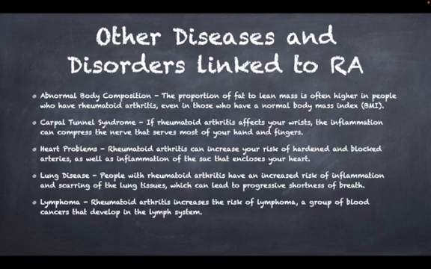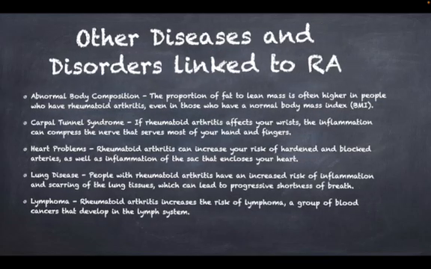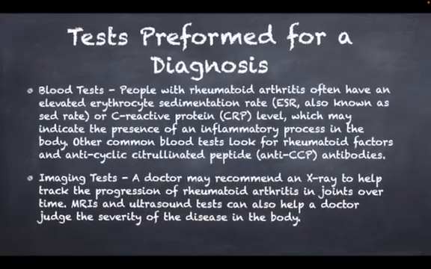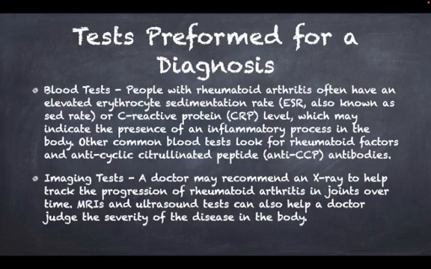Tests performed for a diagnosis. Blood tests. People with rheumatoid arthritis often have an elevated erythrocyte sedimentation rate, ESR, also known as a SED rate, or a C-reactive protein, CRP, level, which may indicate the presence of an inflammatory process in the body. Other common blood tests look for rheumatoid factors and anti-cyclic citrullinated peptide, anti-CCP, antibodies.